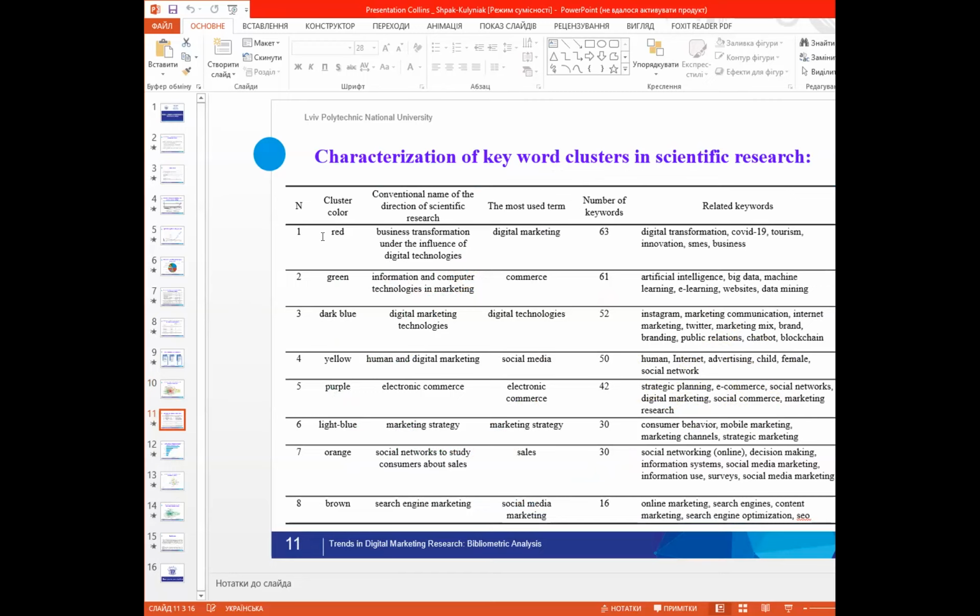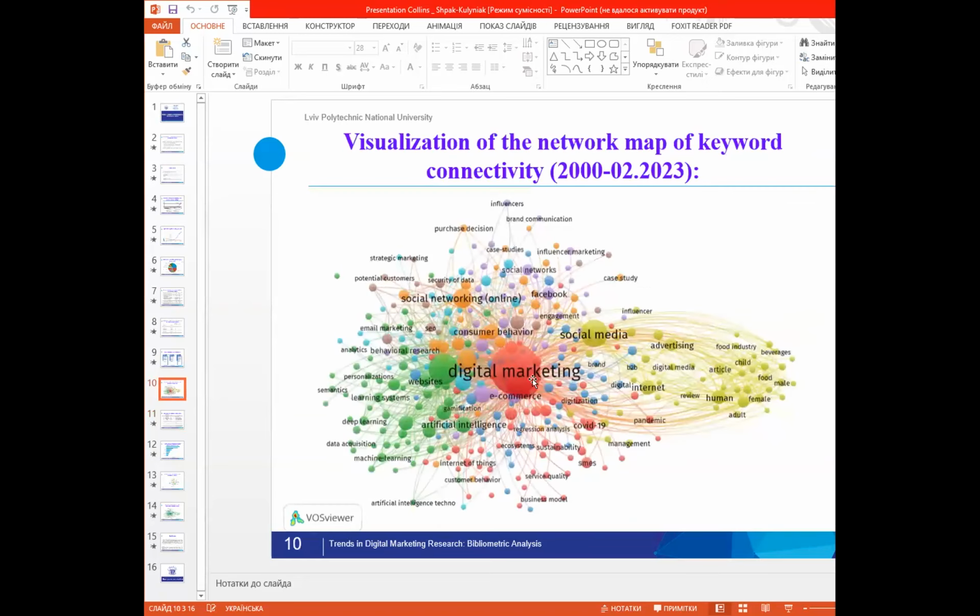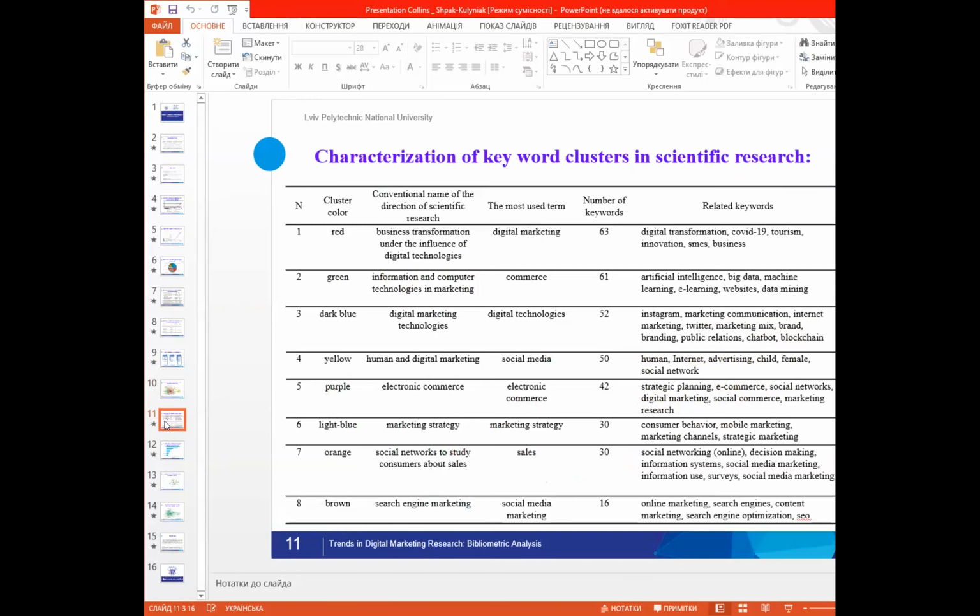The red one, the most used term, is digital marketing. Then green is commerce, dark blue, digital technologies, yellow, social media. I will come back once more so you could understand it better. We can see connections between all those terms, between all those clusters.